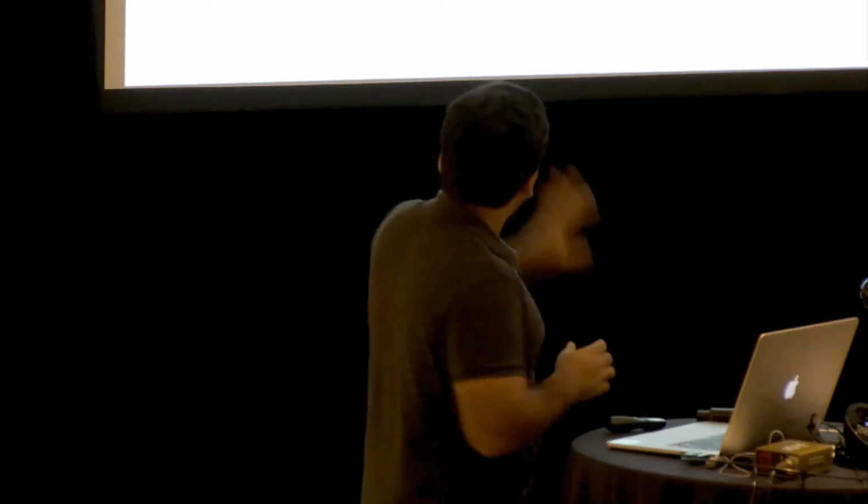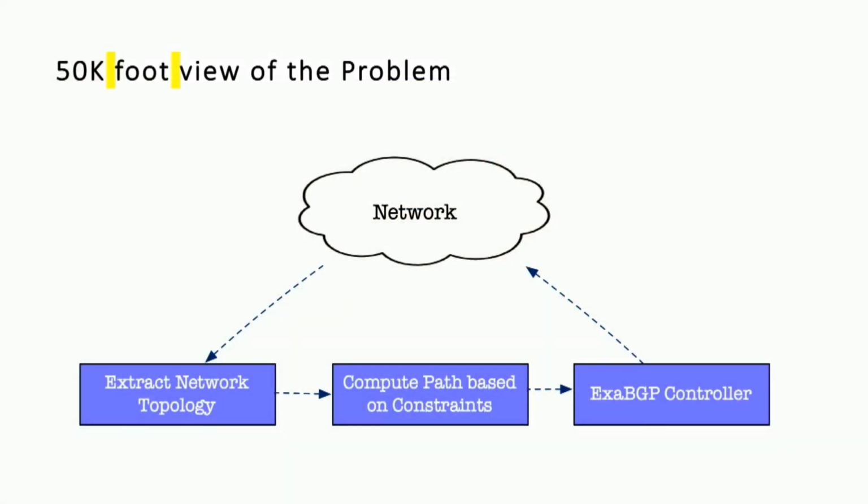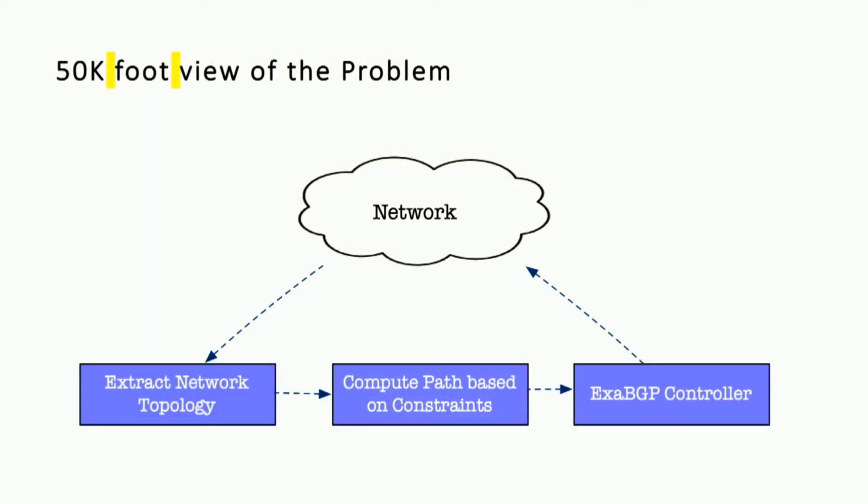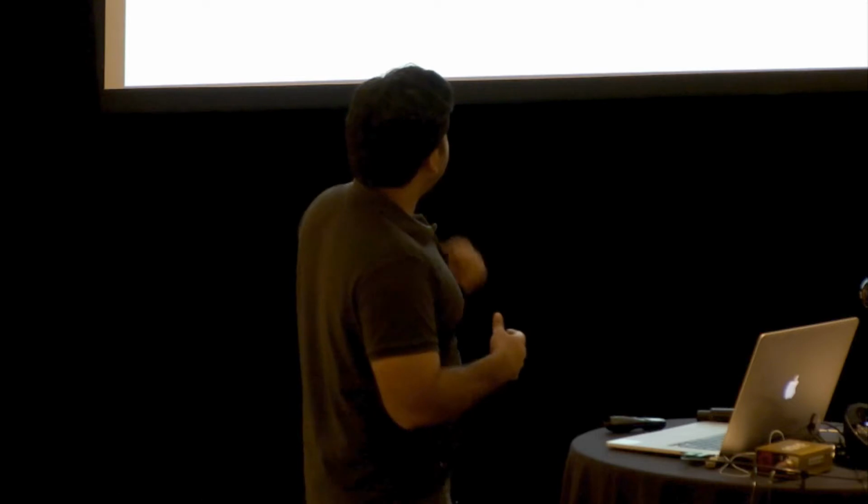So let me look at this picture view. You will be given a network topology. The next thing you want to do is extract that network topology's details. It could mean a lot of attributes associated with the topology itself. Then you build a model of that topology, of how the network itself is. Then we will look at some of the problems we're going to throw as constraints. These are the constraints you need to meet when you're calculating a path. Once that's done, you have to go back and program the network. Programming the network itself, the way we're going to look at it here, is using the XR BGP controller.